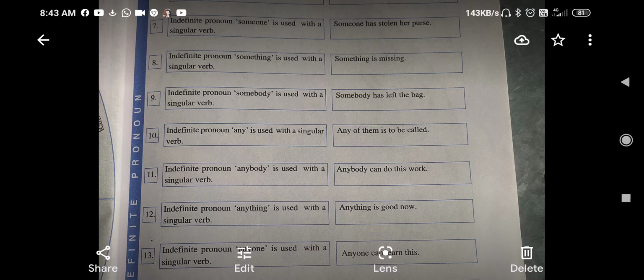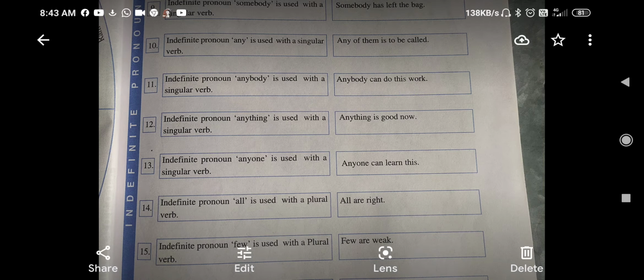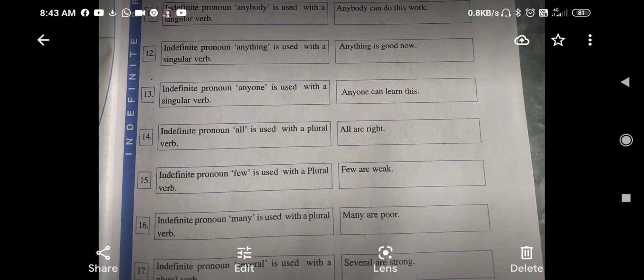Indefinite pronoun any is used with singular. Indefinite pronoun anybody is also used with singular. Indefinite pronoun anything is also used with singular. Indefinite pronoun anyone is also used with singular. Indefinite pronoun all is used with plural. For example, all are right. All is right is incorrect. All are right, because plural.